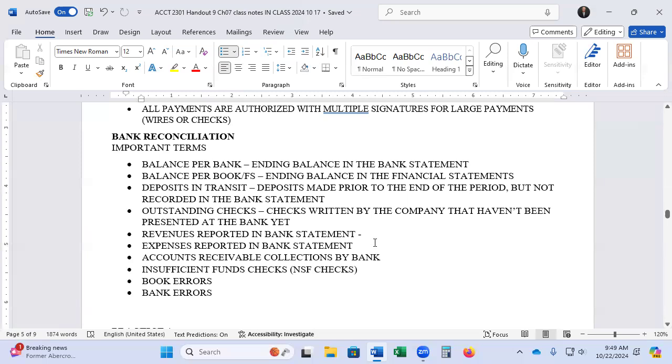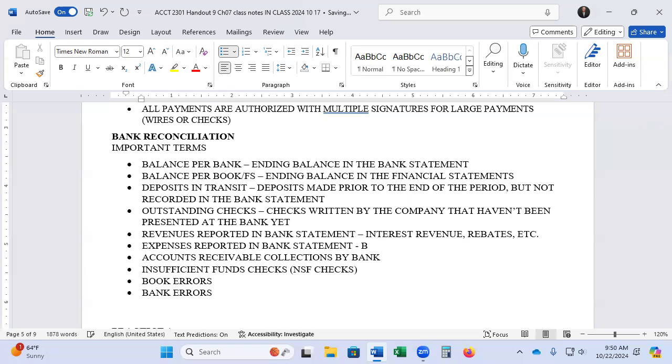Revenues reported in the bank statement. So these are things that you sort of weren't aware of that the bank may have collected. And some of those things would be like interest revenue, rebates, etc. Those are just small things that the bank would record that you might not have in the books because you weren't aware of it until you got the bank statement.